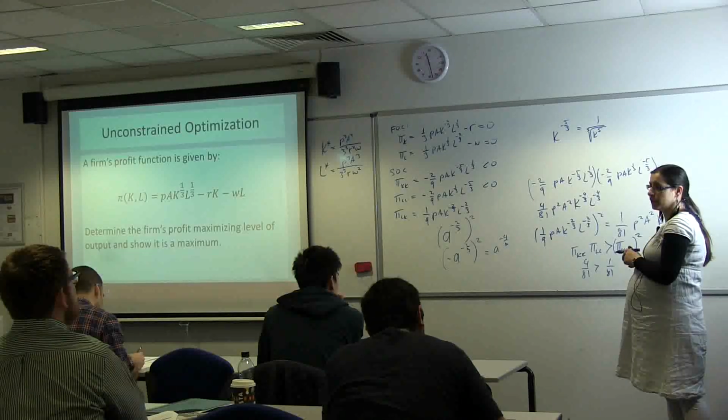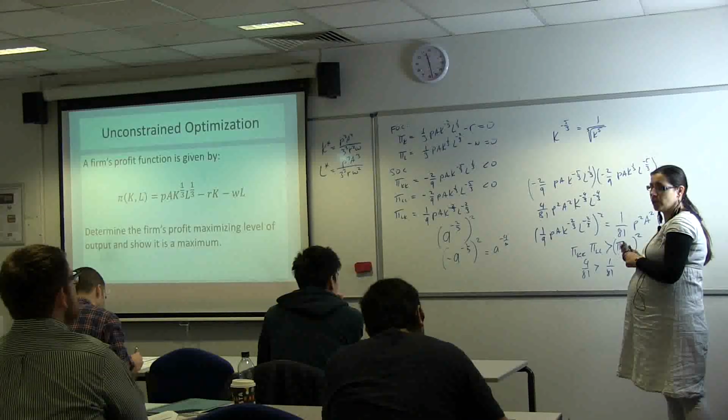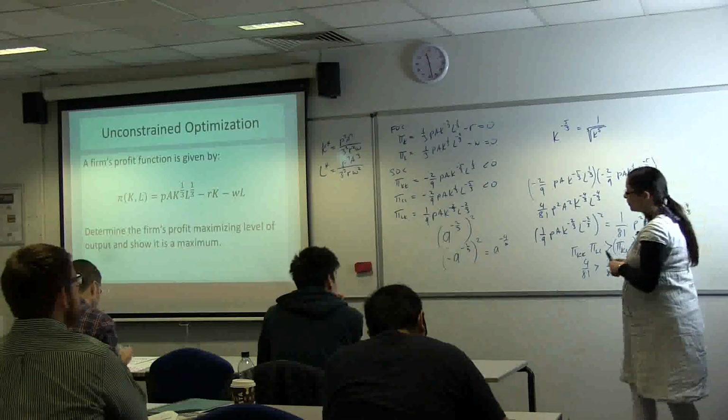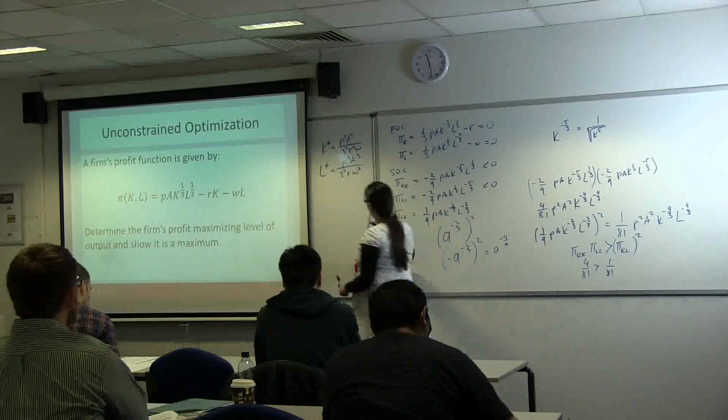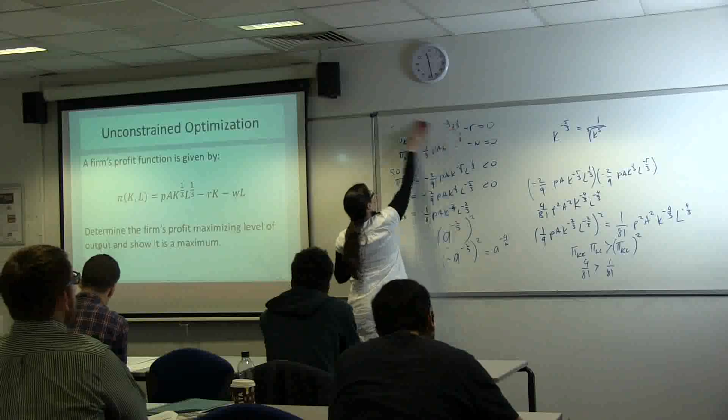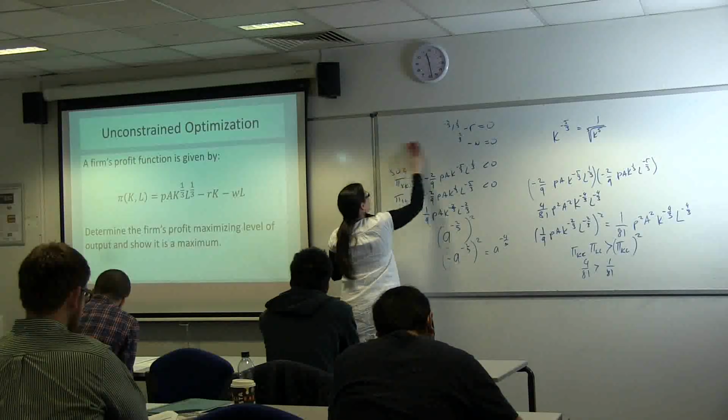Okay? Happy to move on to constrained optimization? So, what's the difference between unconstrained and constrained optimization then?